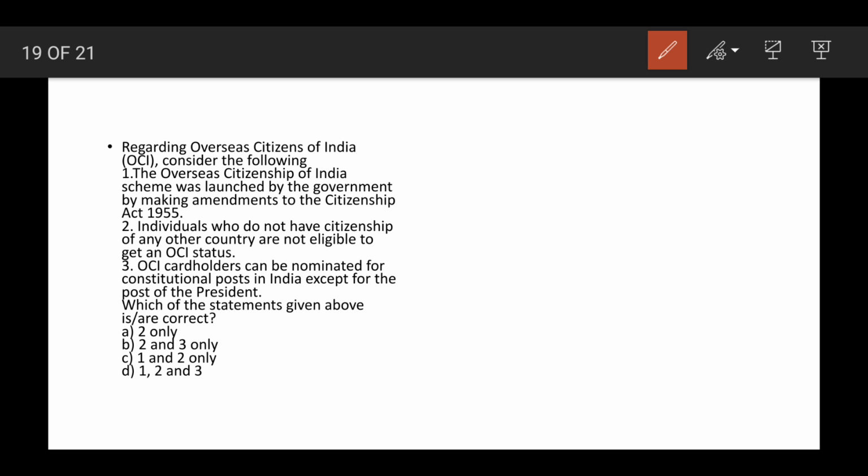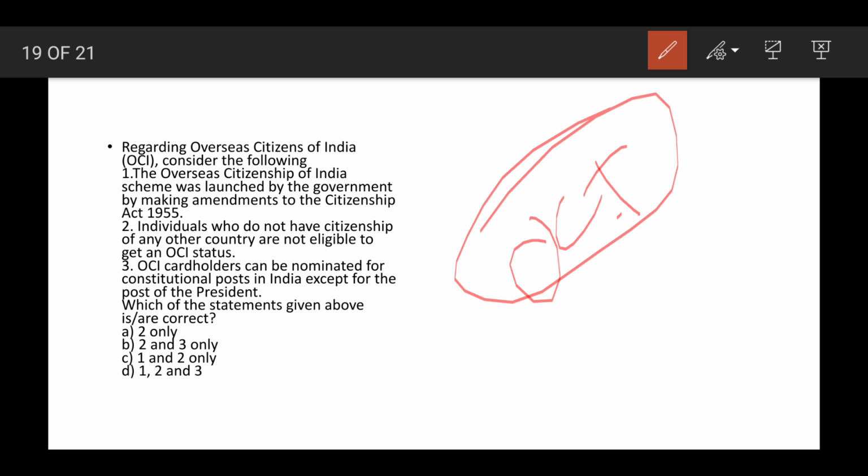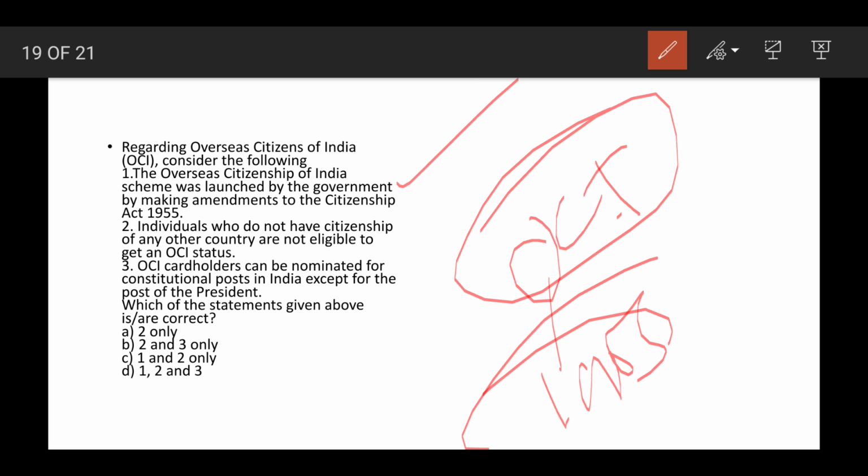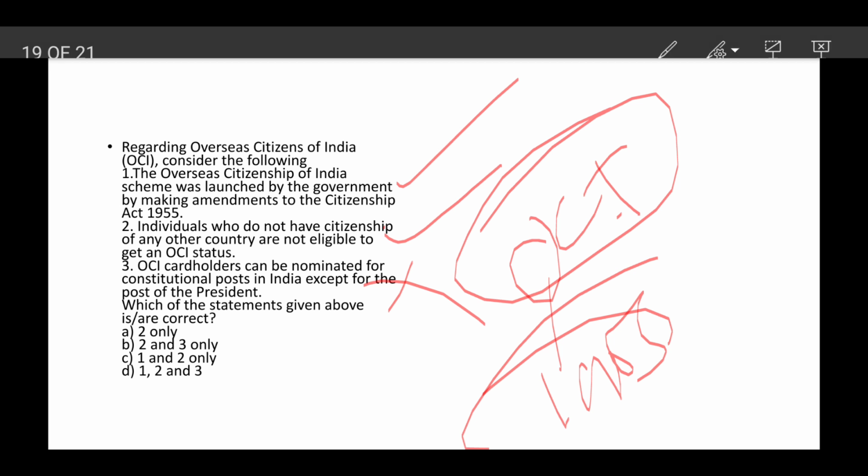Regarding the Overseas Citizen of India, OCI card. The Overseas Citizen of India scheme was launched by the government by making an amendment to the Citizenship Act 1955, which is a correct statement. Individuals who do not have citizenship of any other country are not eligible to get OCI status, which is the correct option. OCI card holders can be nominated for constitutional posts of India except the post of President is a wrong answer. 1 and 2 is the correct answer, so option C is correct.